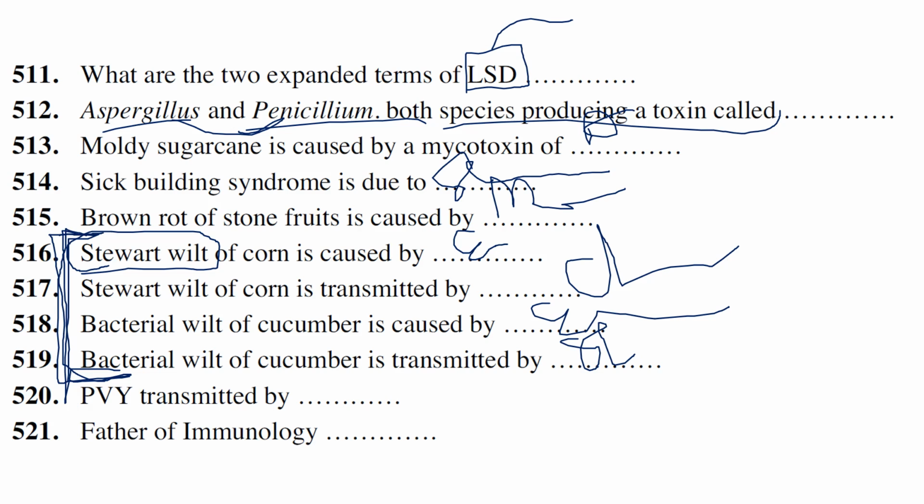But a couple of pathogens or bacterial pathogens, like Stewart's wilt of corn or bacterial wilt, and Pierce's disease of grapevine, are reported to be transmitted by insect vectors as well. And PVY, potato virus Y, is transmitted by aphids. It is known to be transmitted by aphids. Father of immunology: Edward Jenner is considered the father of immunology.